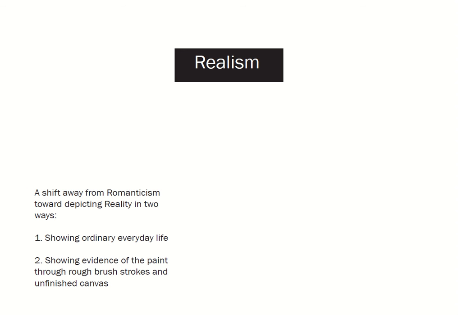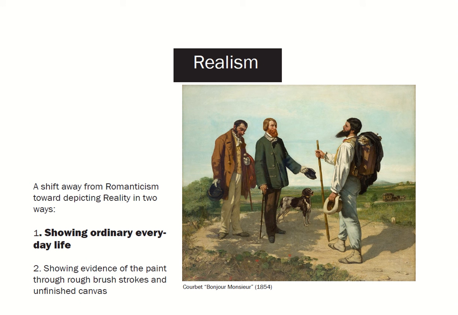It no longer tried to smooth out the paint to trick the viewer into thinking it is an illusion of what is real. Surprise, reality check. It's a painting, they were saying. Look at the brushstrokes. We see both of these things happening in Courbet's painting titled Bonjour, Monsieur, 1854.